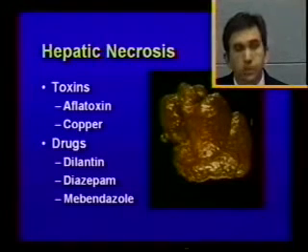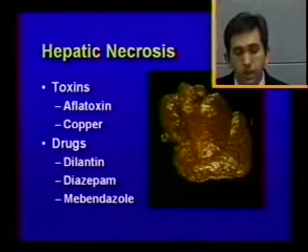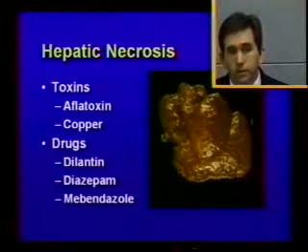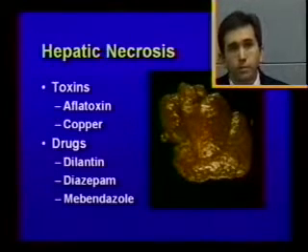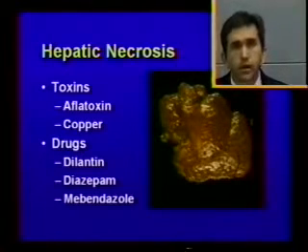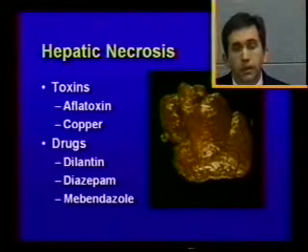Aflatoxin causes necrosis of the central lobular area of the liver. And aflatoxins are found in moldy feed materials, particularly corn or peanut-based dog foods. And they can cause a very severe and acute rapid form of necrosis that then heals through the process of regeneration and scarring.